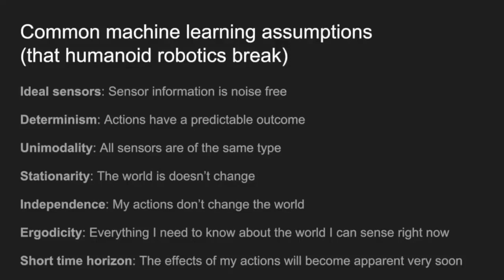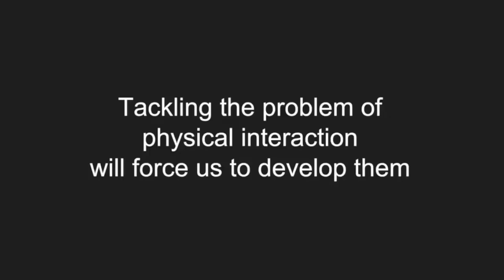So my proposal is that focusing on physical interaction is a great way to force us to confront these assumptions, to find out which ones we can bend, to find out which we can avoid altogether, and to drive us to create algorithms that are less fragile and able to accommodate a much more general set of tasks. That will then take us one step closer to human level intelligence.